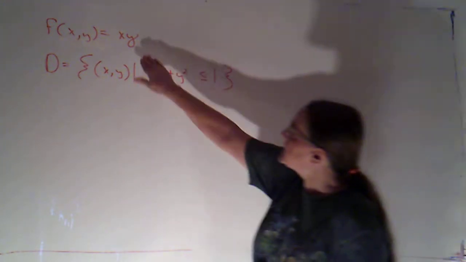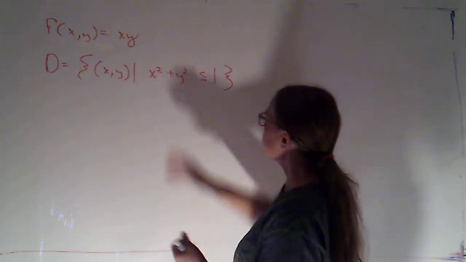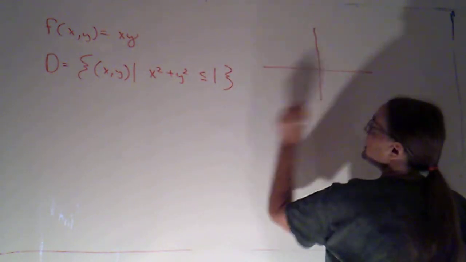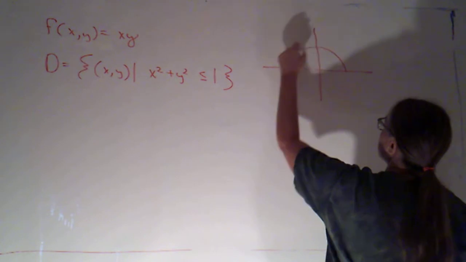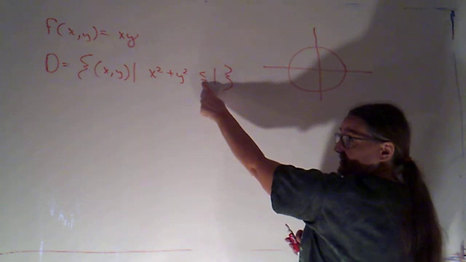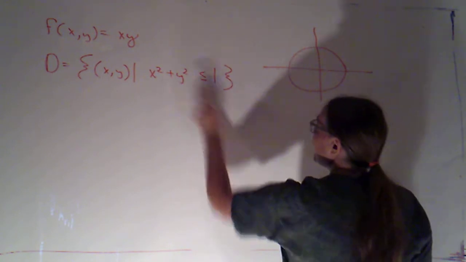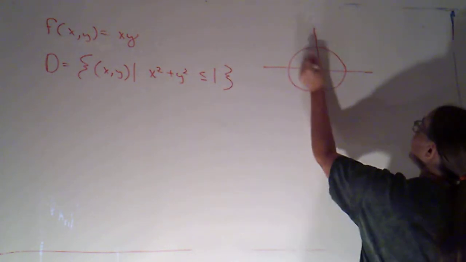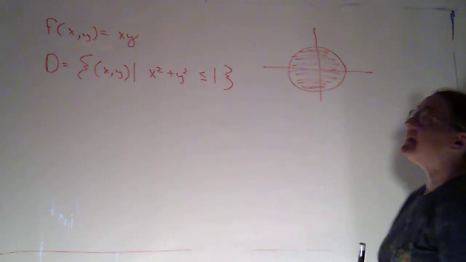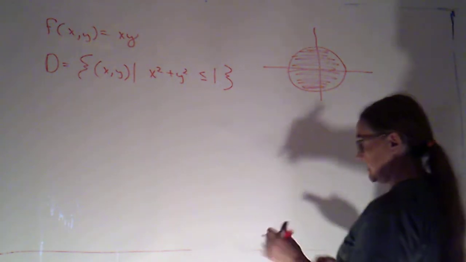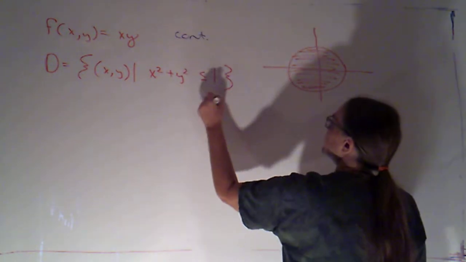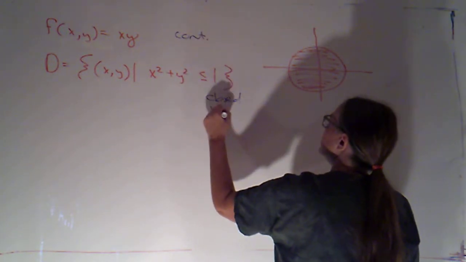Okay, so this function is continuous. Notice this region here, D, is just the solid unit disk. The boundary curve is x squared plus y squared equals 1. We're including that because it's an inclusive inequality. And we would be less than 1 on the inside of that disk. So that region is closed and bounded. So this is continuous. This region is closed and bounded.